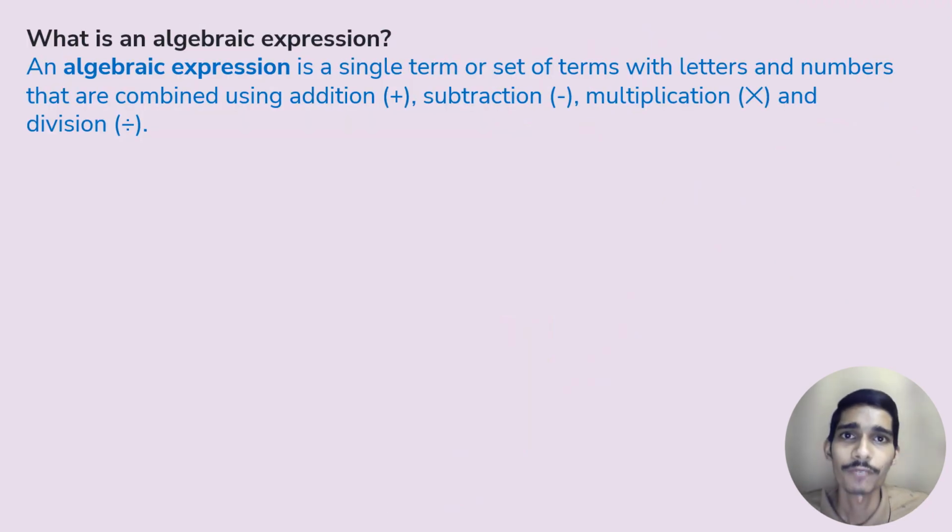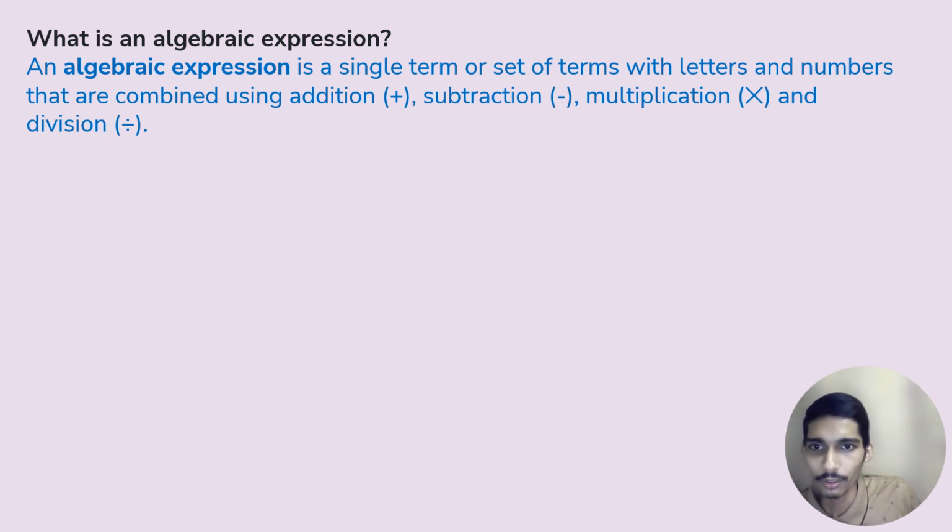So our first question will be, what is an algebraic expression? We read it in class 6 but we don't remember, so no worries, we will revise here. An algebraic expression is nothing but a combination of alphabets or letters, numbers and mathematical operators.